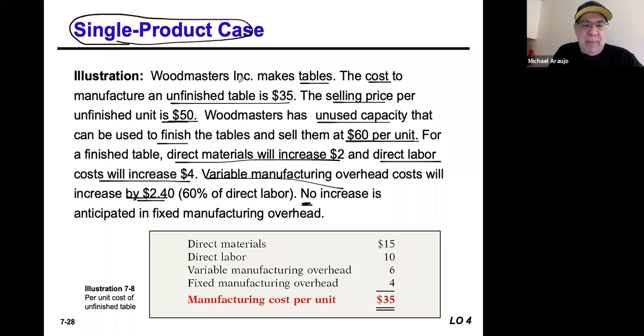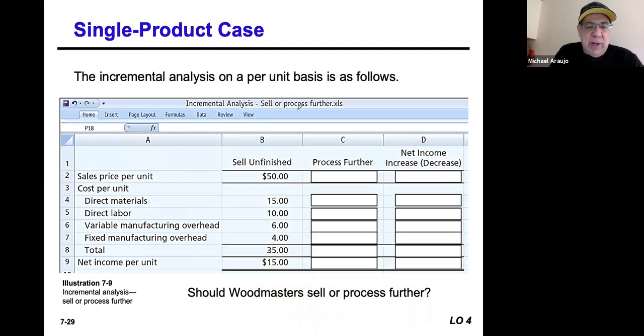So the question for Woodmasters is, should they just sell the unfinished table as is, because they're making $50 on each table? They have $35 in cost, so they'll have a $15 profit per table. Or because they have unused capacity in their factory, they can go ahead and finish them all up, paint them, put whatever it is they put on it to make them shine nice. They can sell them for 60 bucks, but they're going to have some increased costs. So what should they do? Well, that's what an incremental analysis will tell us.